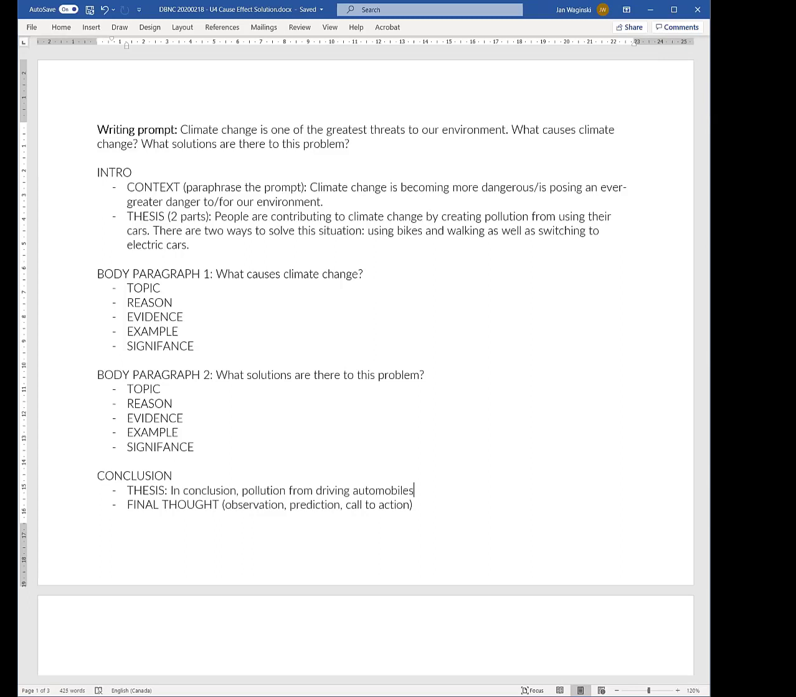Okay, so in conclusion, pollution from driving automobiles can cause climate change. Okay, is a major source of climate change. Yeah, or a major, let's say, contributor to climate change. Okay, and now the second part. The solution. But we can't use the same words, right? From the second. Correct. You need to paraphrase. Exactly, yeah. To solve this solution, I don't know. It's not good.